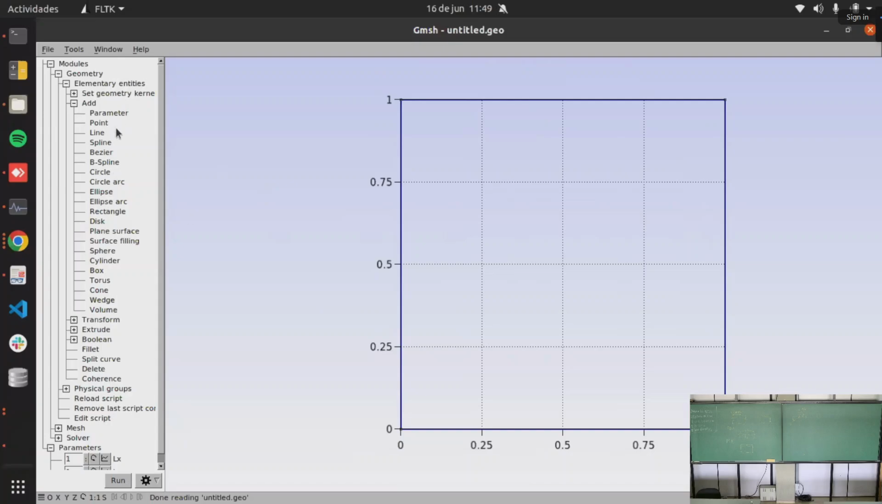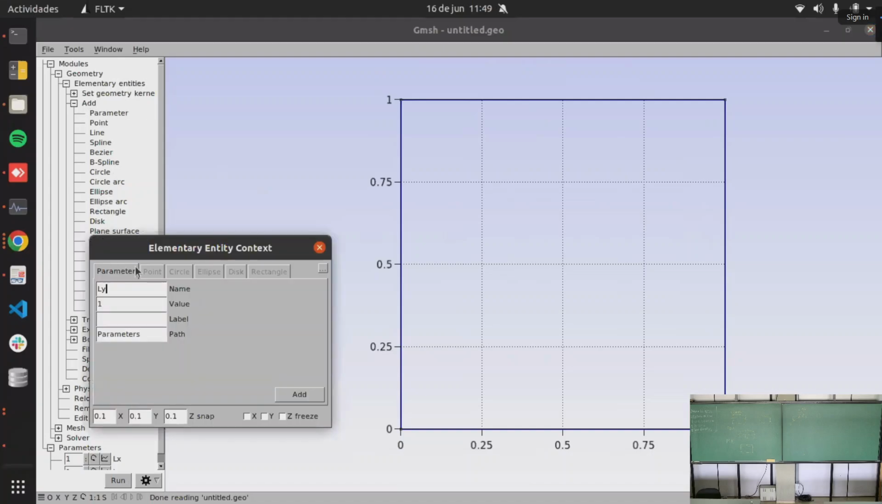And after that, I will start with the interior, the internal square, maybe of half the size. Add, and the other one. This is where we are creating the parameters.